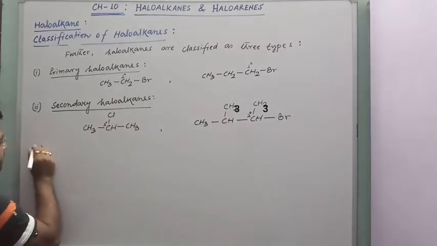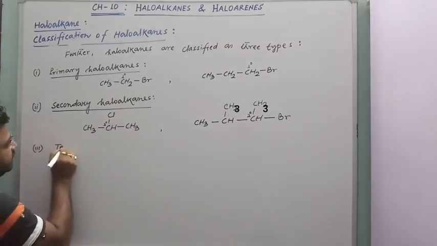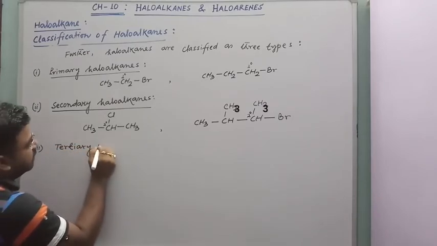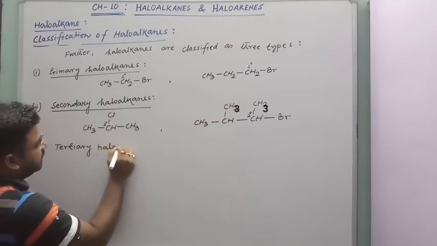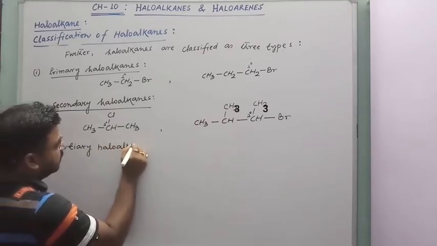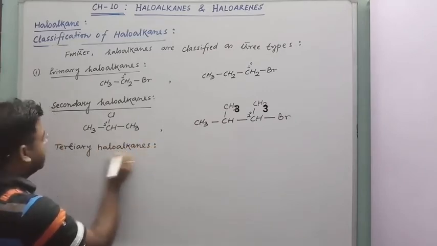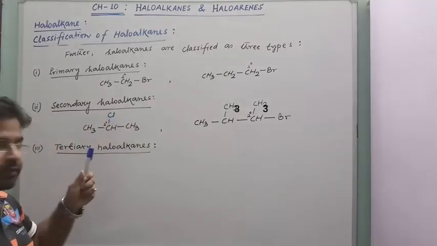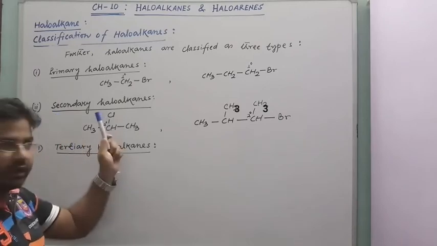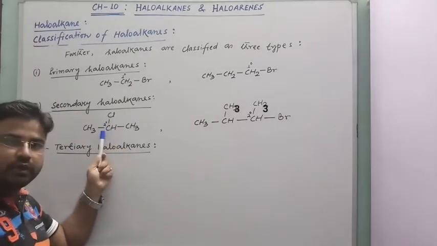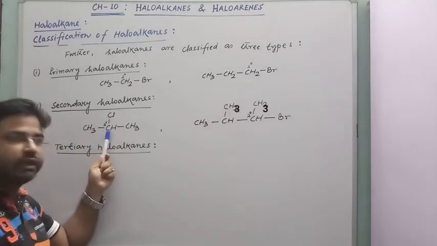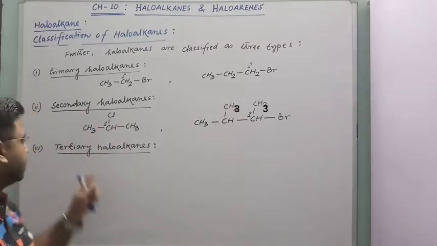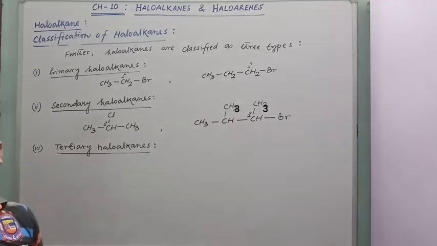Number 3, third type, tertiary haloalkane. What are tertiary haloalkanes? When halogen atoms in a haloalkane are attached with that carbon atom of the haloalkane which is directly attached with three carbon atoms in the compound, it is called tertiary haloalkane.